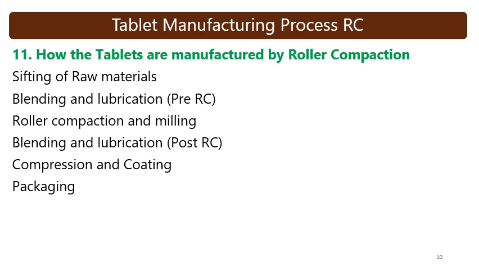Then the extragranular materials are mixed with the roller compacted granules and the fines. Then lubrication is done. This is known as post RC blending and lubrication. Then the blend is ready and that is compressed. If the tablets are film coated or if coating is required, then coating is performed. And the final stage is packaging.